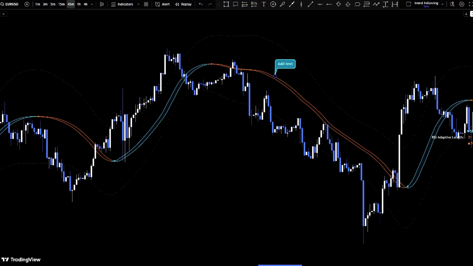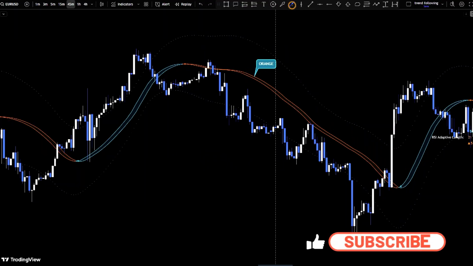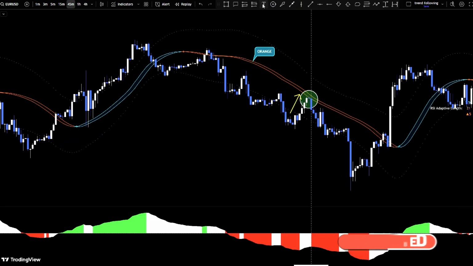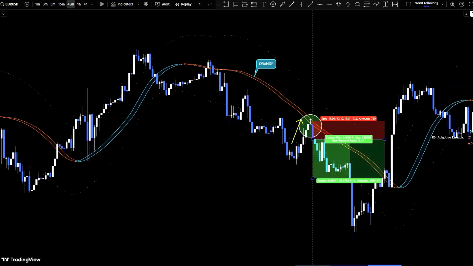Now for a sell trade, it's the exact opposite. You wait and you see the price has rallied up and is getting rejected by the orange T3 line. There's your potential sell signal. Then you glance down at your MACD filter. Is the area red? And is it below the zero line? If it is, you've got your confirmation. It's a green light to consider the short trade.